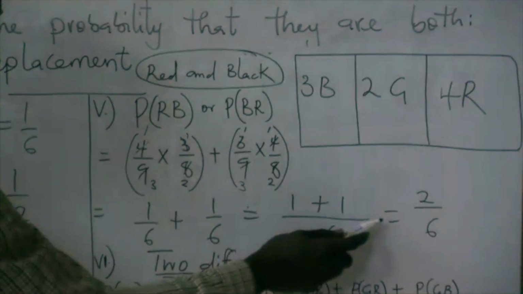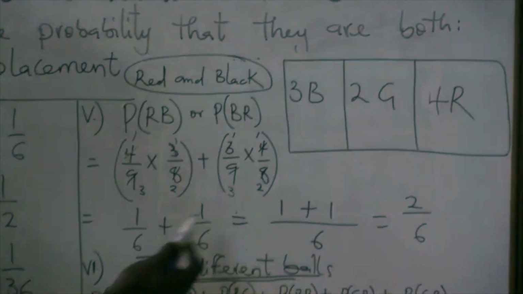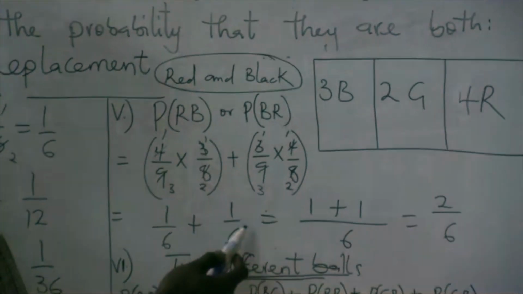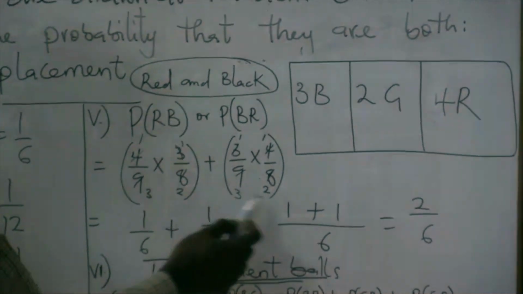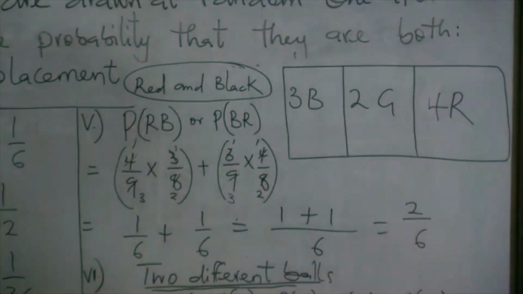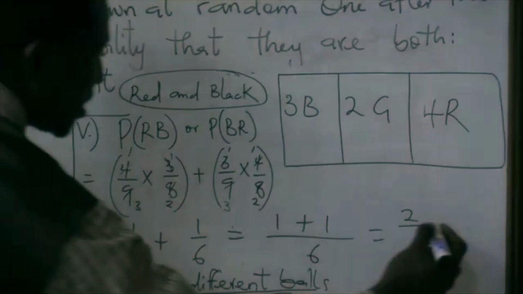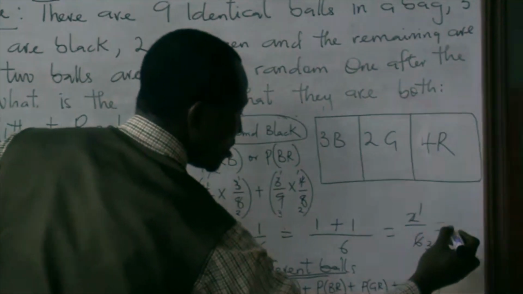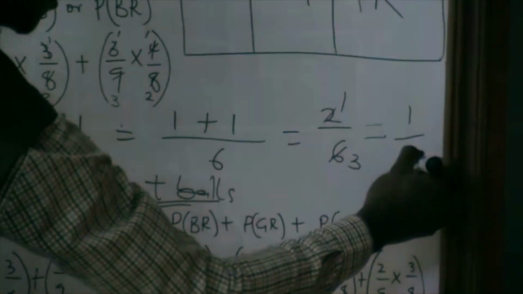So finding the LCM, 6 is the LCM. 6 in 6 is 1. 1 times 1 is 1. The same thing, 6 in 6 is 1. 1 times 1, 1. So that gives us 2 over 6. And by simplifying further, 2 here 1, 2 in 6 is 3. That's 1 divided by 3.